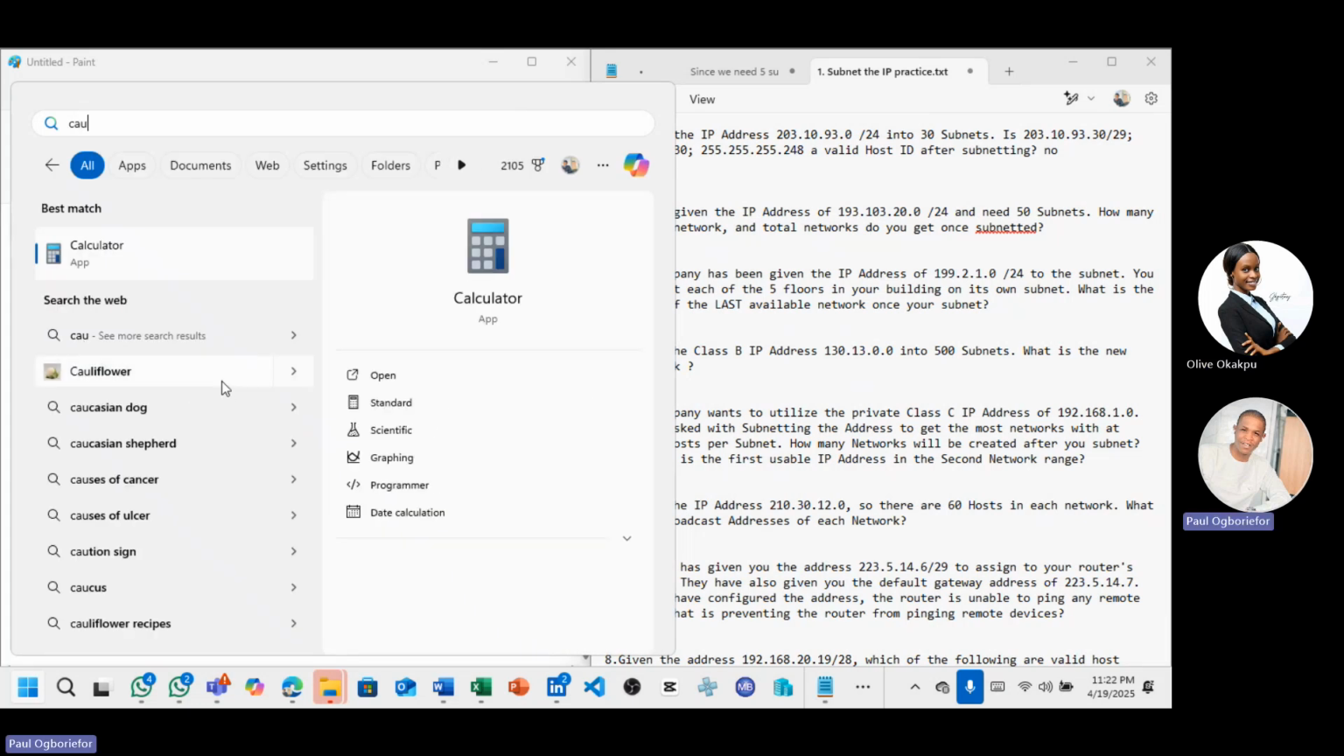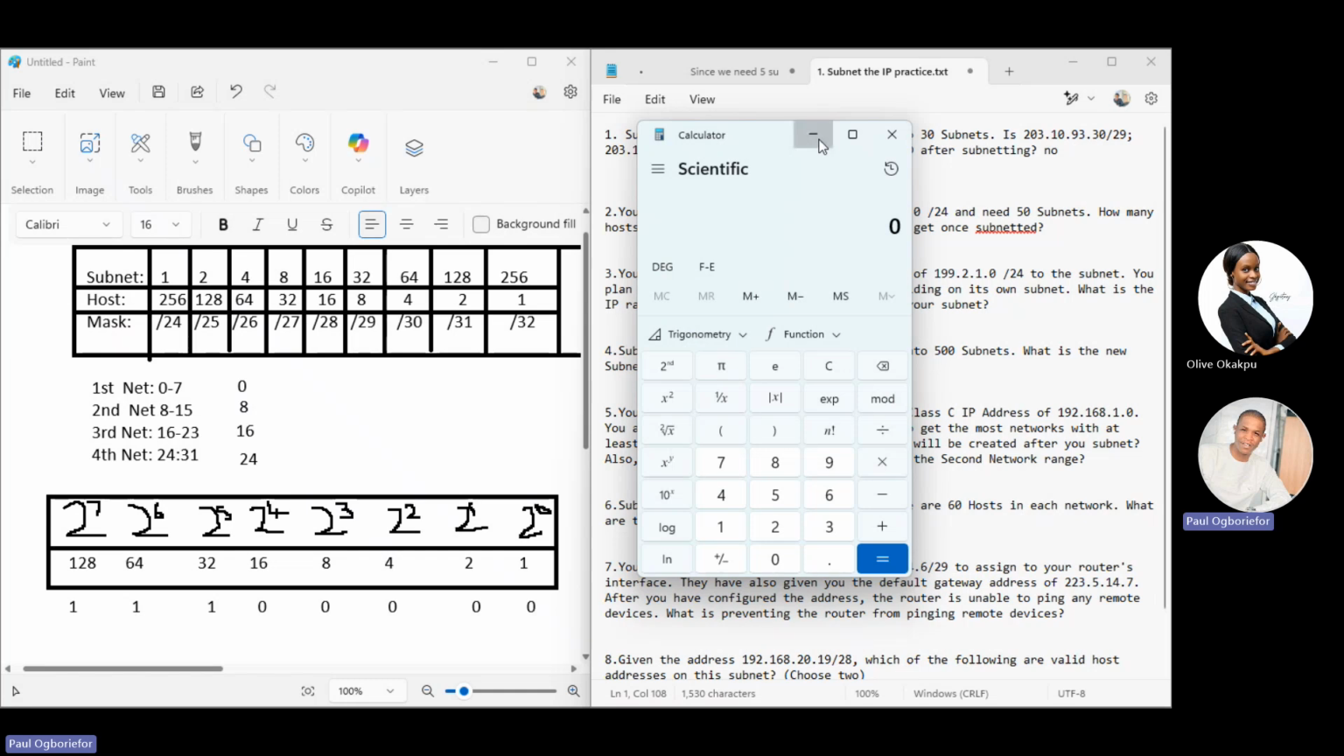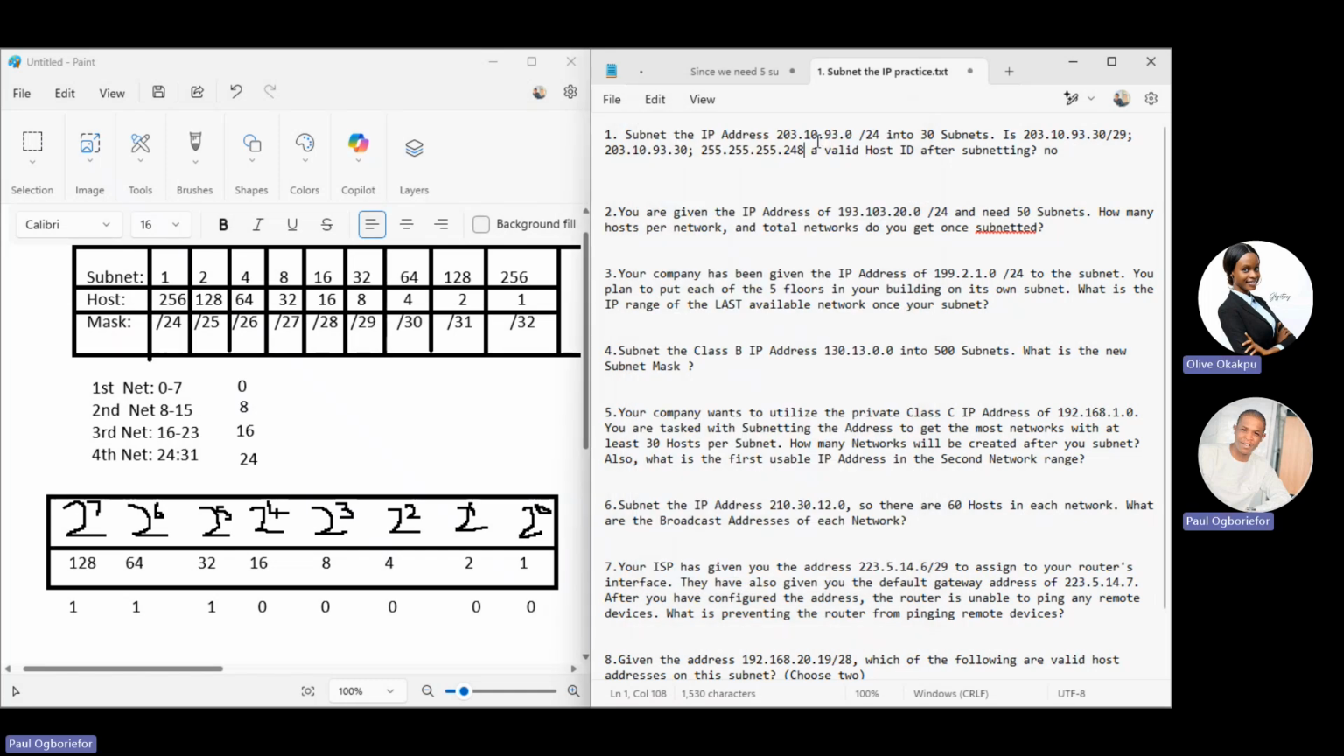So the calculation is what will now be the problem. So you have to get the questions right first. Okay. Now, this one again, they say you are given the IP address of 193, this, and need 50 subnets. How many hosts per network and total networks do you get once subnetted?